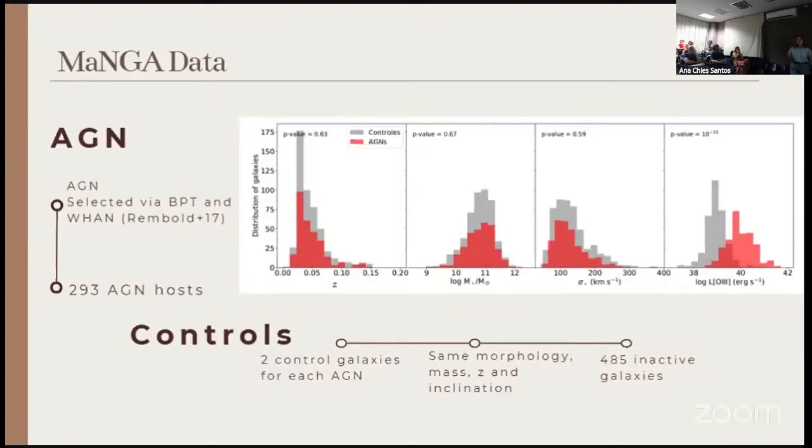And to compare the impact of the AGN on the host galaxy, we also select a control sample. We select 2 control galaxies for each AGN with the same morphology, mass, redshift, and inclination. In the end, we have 4,085 inactive galaxies. You can see in this histogram that the redshift, the stellar mass, and the stellar dispersion are similar, but the luminosity of the AGN in the red is higher.